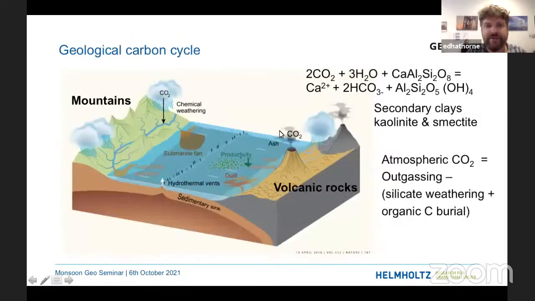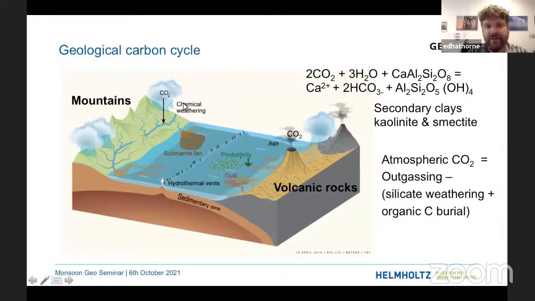So the geological carbon cycle, this is something we all care about. Atmospheric CO2 is a very important thing, and it is basically determined by the balance between outgassing from volcanic rocks, from volcanoes, and metamorphic activity. And then the sink term is silicate weathering and organic carbon burial.